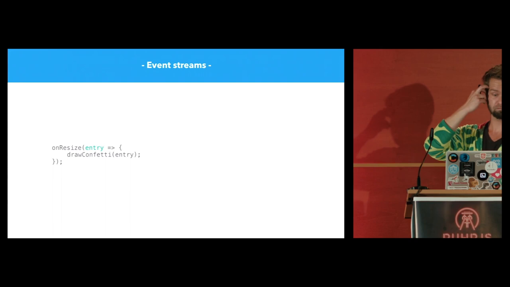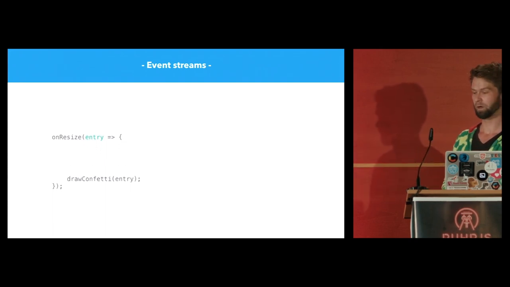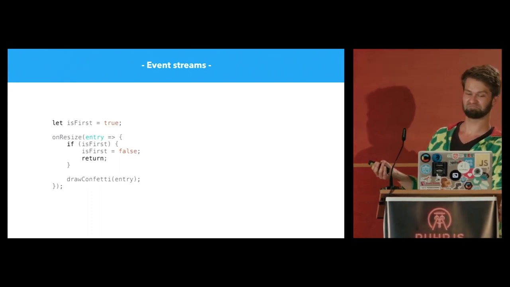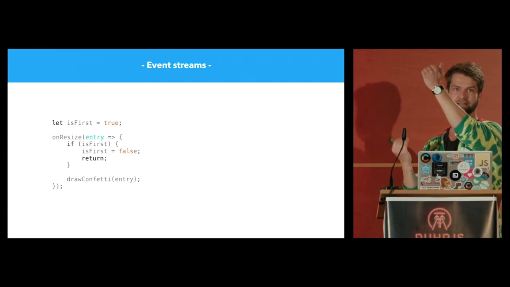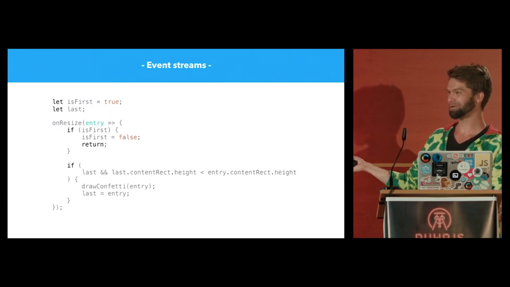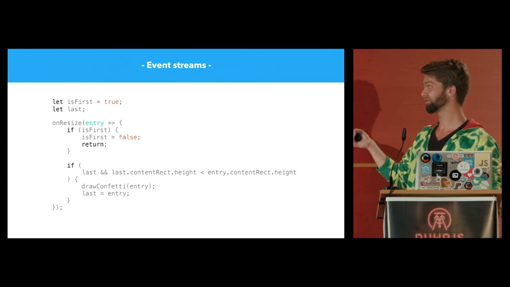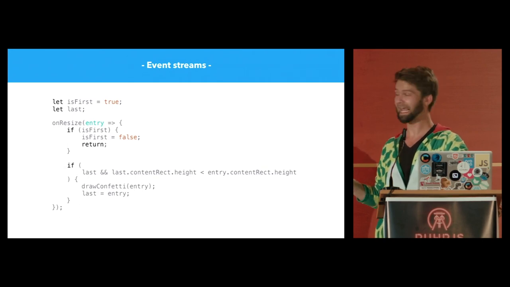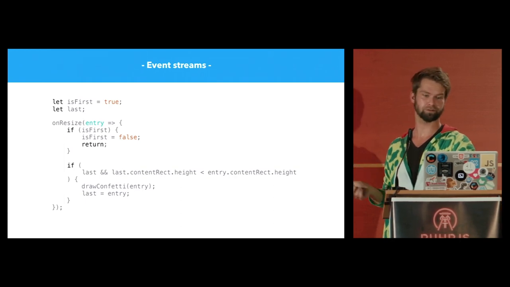Here we've got the callback that draws the confetti. How can I get rid of the first one? Well, storing a Boolean and toggling that, maybe. And how can I figure out if it's increasing in height? Well, storing the last one and then comparing this. This is, I think, not really readable, and this is really not maintainable. And it has side effects outside of the event handler, which is something I usually try to avoid.